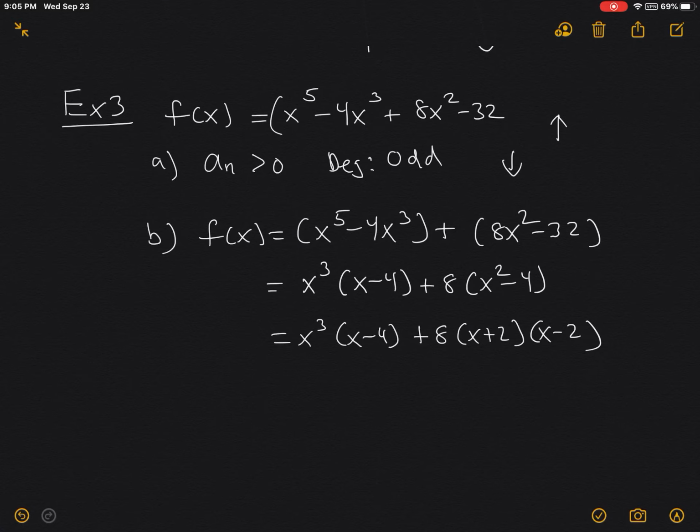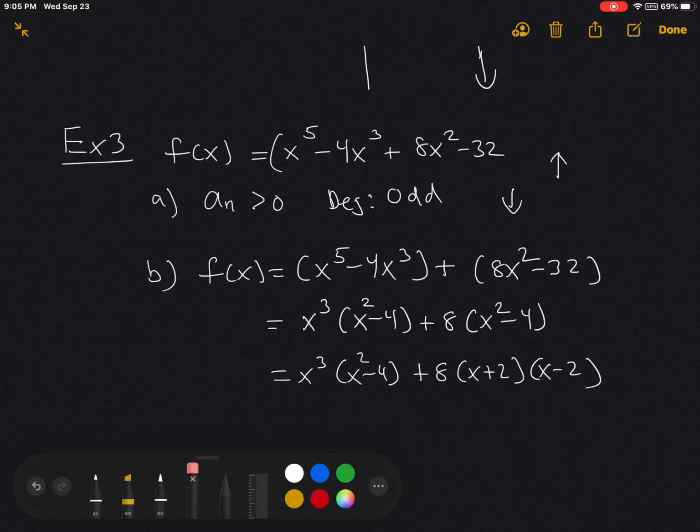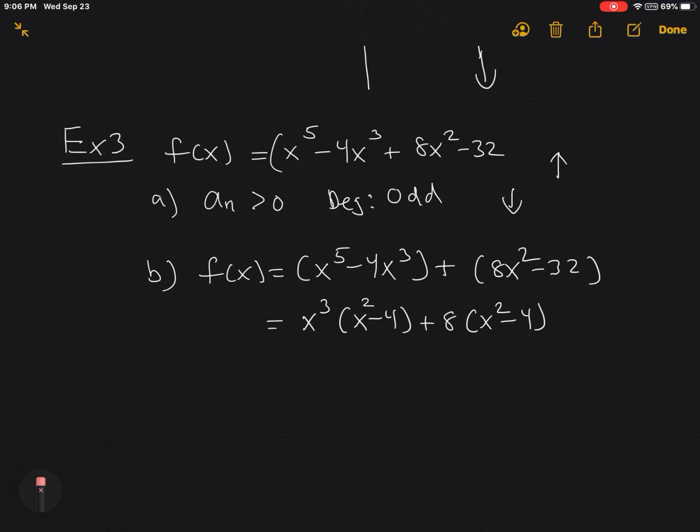That's okay. Actually, I think I did something wrong right here, right? This should be an x squared minus 4, okay? All right, so x squared minus 4. Let me erase this line. Here's my eraser. Okay, here we go.